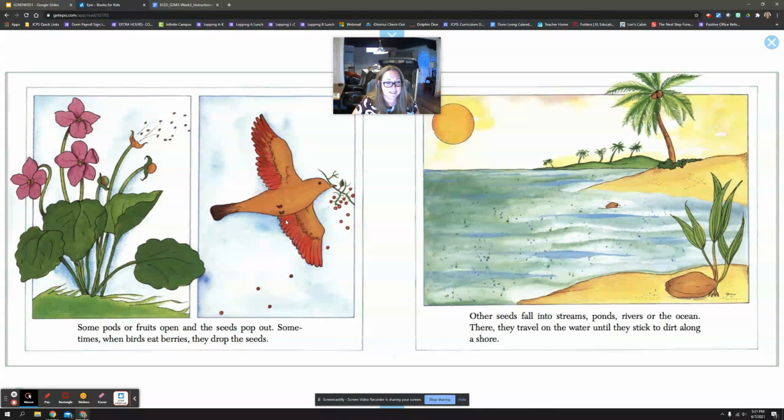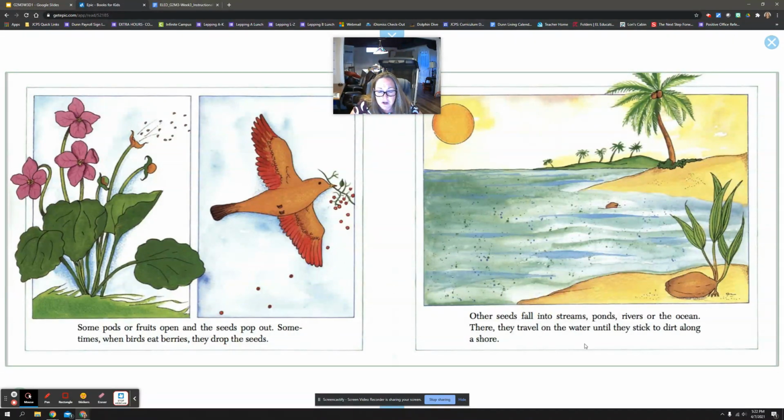Look at this. Sometimes when birds eat berries, they drop the seeds. So this bird right here went and got some berries, and as the bird is flying along, look, some of the seeds fell. And so the seeds flew along and then they dropped. So that's how the seed got there. So that's another way that seeds can be moved away from the plant.